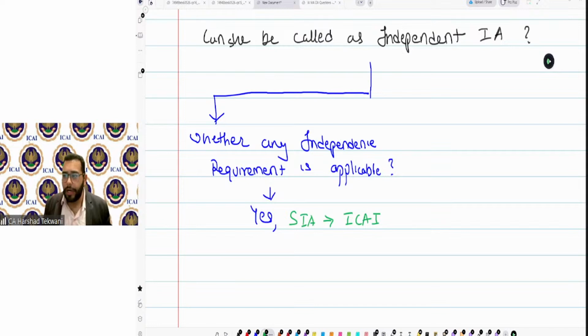So the internal audit function as a whole is required to be independent as per the Standards on Internal Auditing, and that is applicable to a chartered accountant. Now, how will you fulfill that when you are an employee of a company? How will you fulfill that?